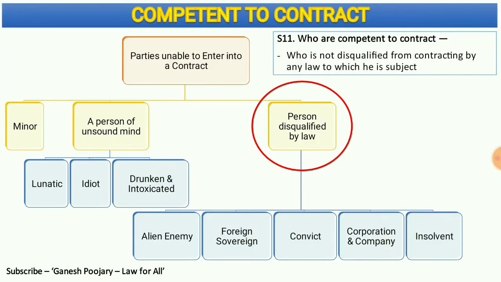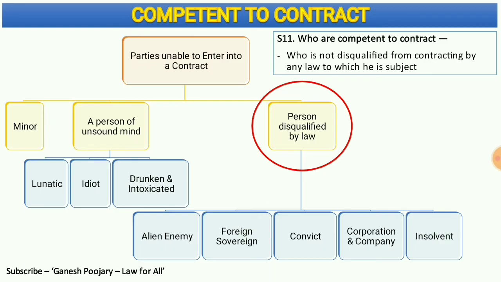By now, this diagram must be very familiar to you because we have already discussed this diagram at least 3 times in my previous sessions. This diagram discusses the parties who are unable to enter into a contract. They can be a minor, or a person of unsound mind, or a person who is disqualified by law. We have already had a detailed discussion on minor and a person of unsound mind in 2 independent videos, and in this video, which is named video 2C, we are discussing person disqualified by law, which in the Act is discussed under section 11, which discusses who is competent to contract.